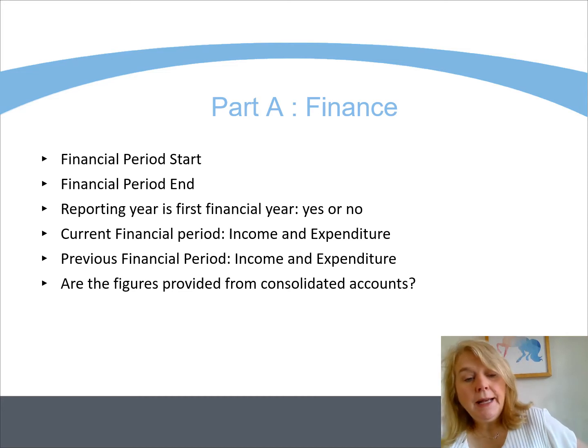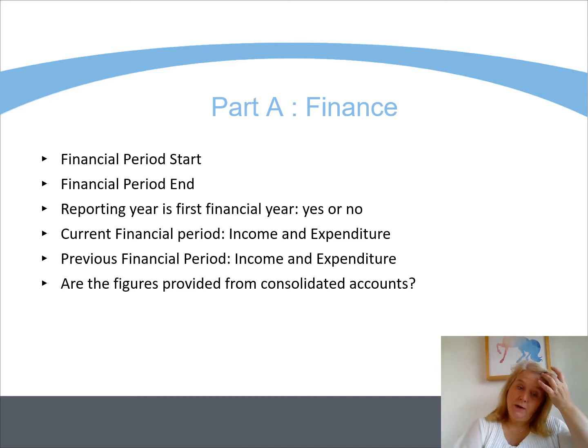So part A, it asks you when the financial period starts and when the financial period ends. Most organisations, their financial period will, well, it varies, but an awful lot of them, the financial period ends on the 31st of January and begins on the 1st of February. For other organisations, it ends on the 30th of April and begins again on the 1st of May.